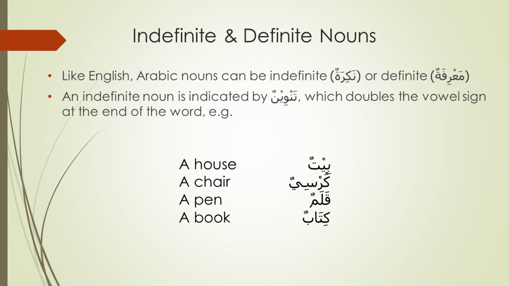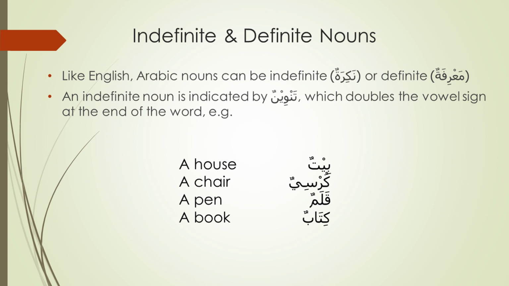And the indefinite noun is indicated by a tanween, which all know what a tanween is. It can be a dhammatain, it can be a fathatain, or it can be a kasratain. In this case, we have a dhammatain. The fathatain and the kasratain will come to us soon. For now, we have a dhammatain.